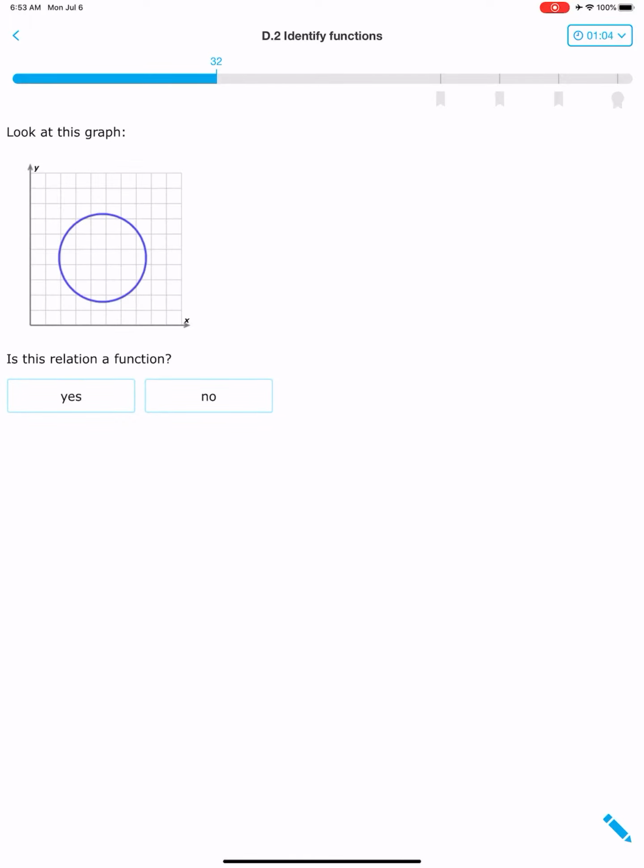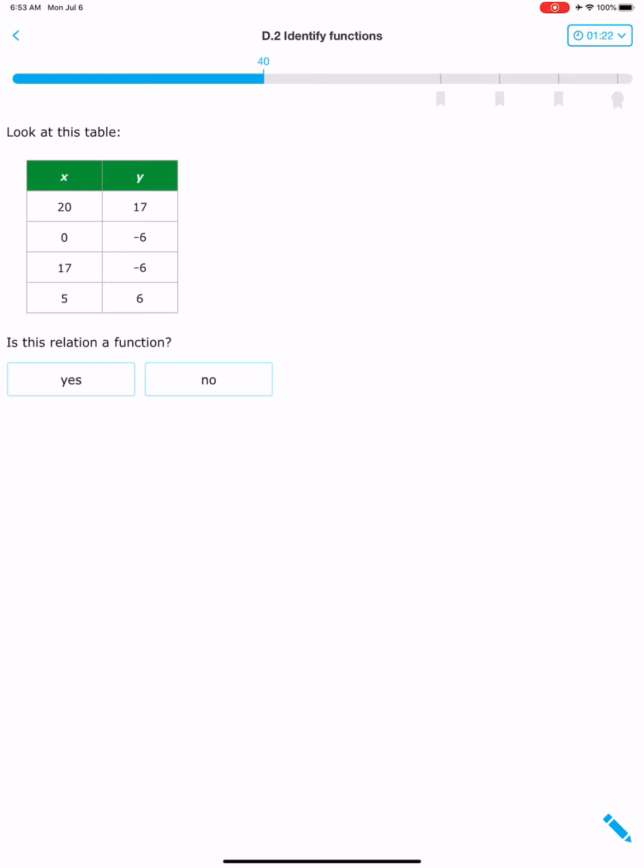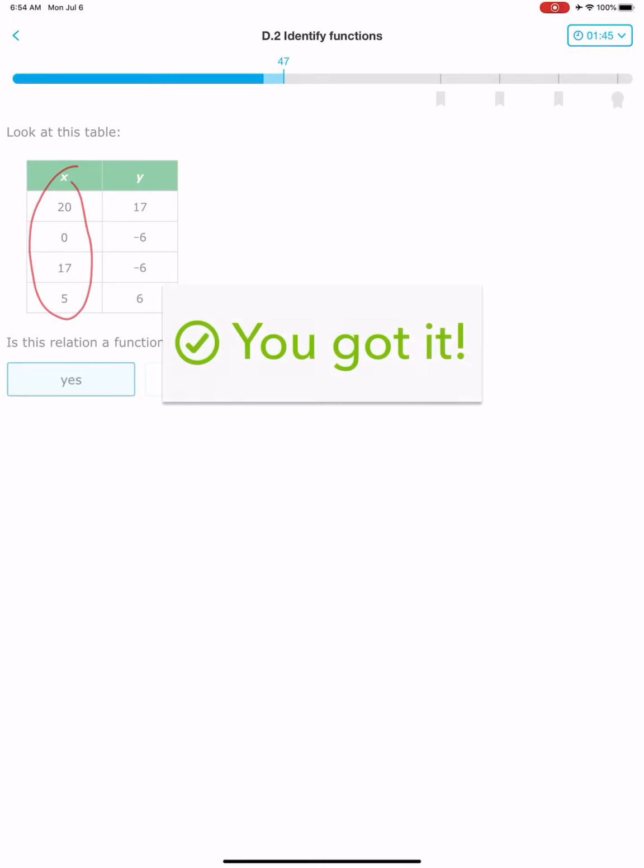Now, this is an example of something that isn't a function. If I were to draw a line through this graph, I would hit this point, and I would also hit this point. Therefore, no, it is not a function. Okay? Now, if it is a function, it will not have more than one of the same x. Every input will have a different output. So there's no x's that are the same. Therefore, yes, it is a function.